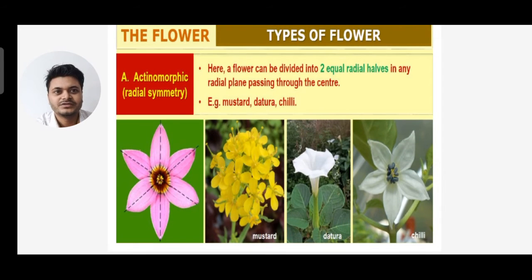Now what is actinomorphic? Here a flower can be divided into two equal radial halves in any radial plane passing through the center. Examples are mustard, datura and chili. You can see the flower can be divided equally in all planes. That's why they are called actinomorphic flowers, and examples are mustard, datura and chili.